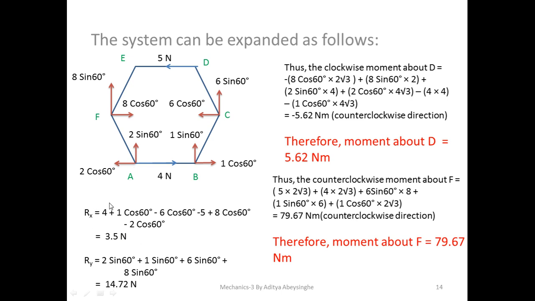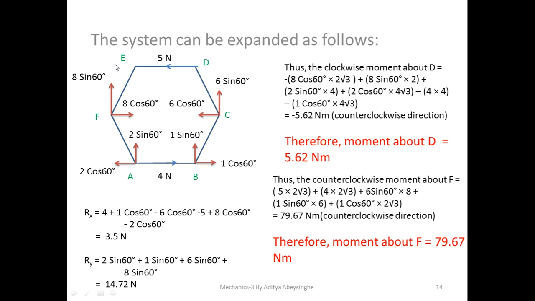So when I take the vertical forces, I can say the vertical forces are all positive because all are in this direction. So they will be 2 sin 60, which is this force, 1 sin 60, 6 sin 60, and 8 sin 60. So 2 plus 1 is 3, 3 plus 6 is 9, 9 plus 8 is 17, 17 sin 60 is 14.72 newtons.